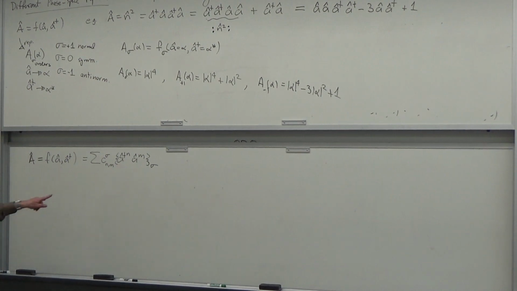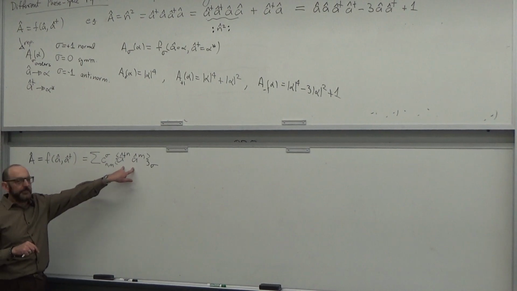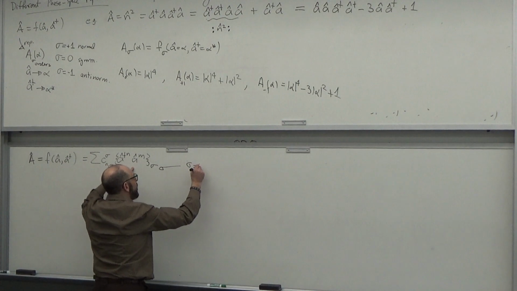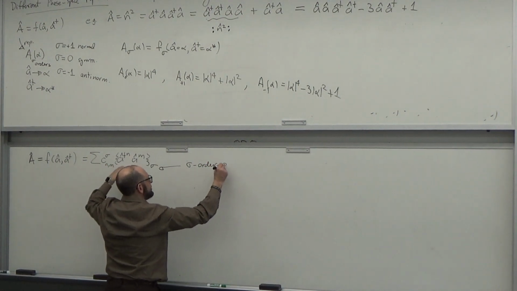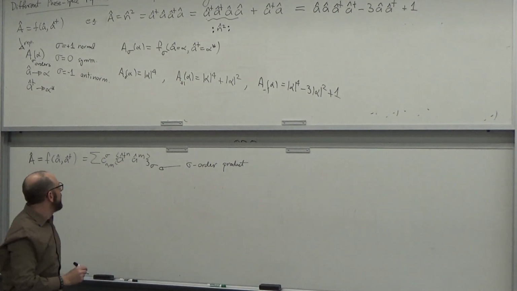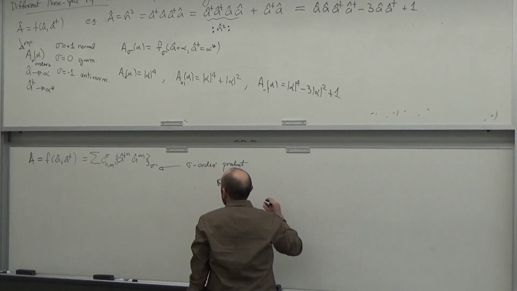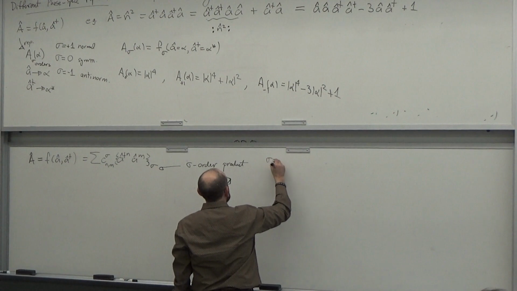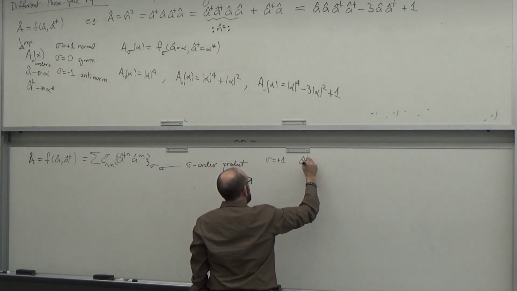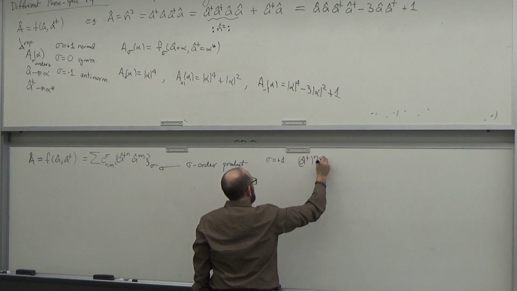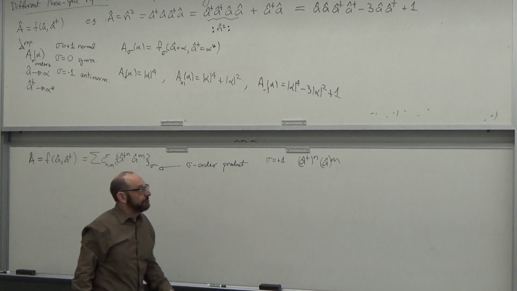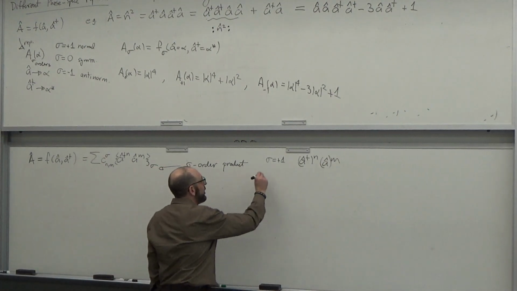Okay, so what does this symbol mean? This is a sigma-ordered product. So the normally ordered guy is just that, nothing else.